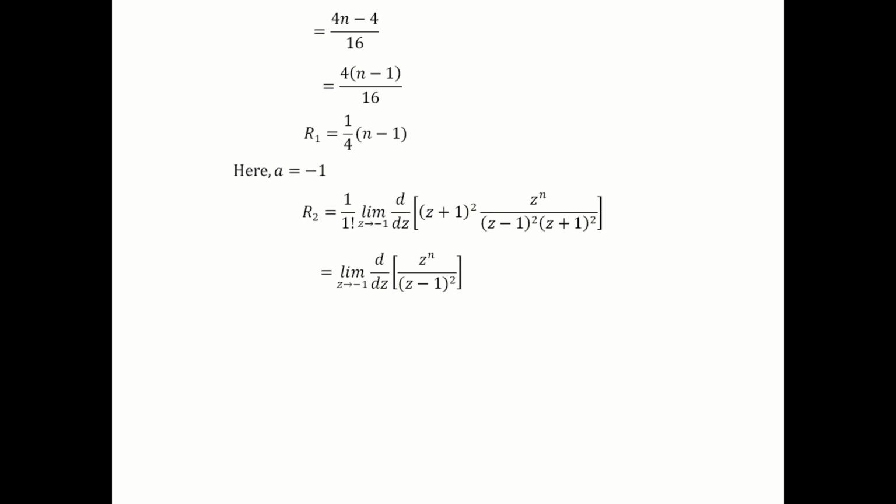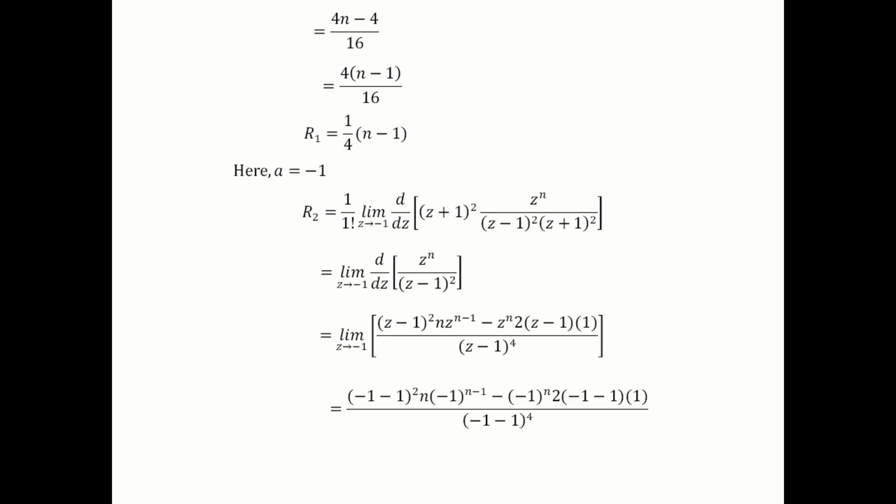Now again we are doing the differentiation of z power n by (z minus 1) the whole square by using the formula for the derivative of u by v. So limit z tends to minus 1, keeping (z minus 1) the whole square and the derivative of z power n, n into z power n minus 1, minus keeping z power n and the derivative of (z minus 1) the whole square, so 2 into (z minus 1) into 1. In the denominator, (z minus 1) square the square, so (z minus 1) power 4. So substituting the limit, instead of z you put minus 1. (Minus 1 minus 1) square, n into (minus 1) power n minus 1 minus (minus 1) power n, 2 into minus 1 into 1, by (minus 1) power 4.